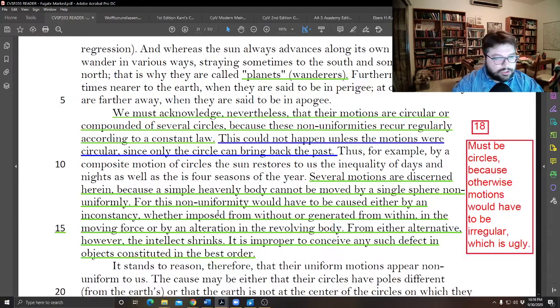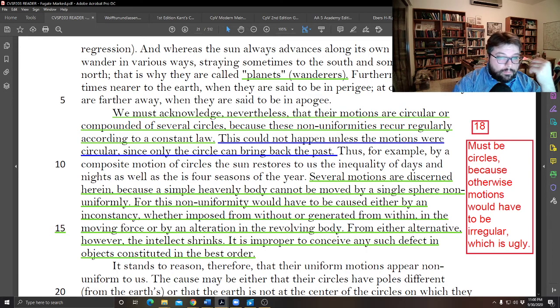So Copernicus shares the same exact idea. He says, thus, for example, by a compound motion of circles, the sun restores us to the inequality of days and nights, as well as the 4 seasons of the year. Several motions are discerned herein, because a simple heavenly body cannot be moved by a single sphere non-uniformly. So it can't just be a single circular motion, because a single circular motion cannot move something non-uniformly. So he's sticking to that Aristotelian principle.